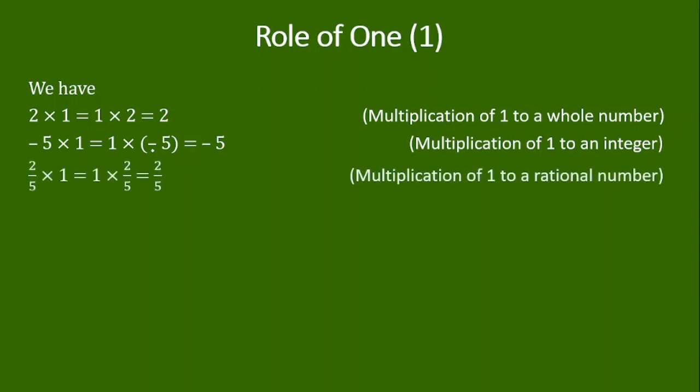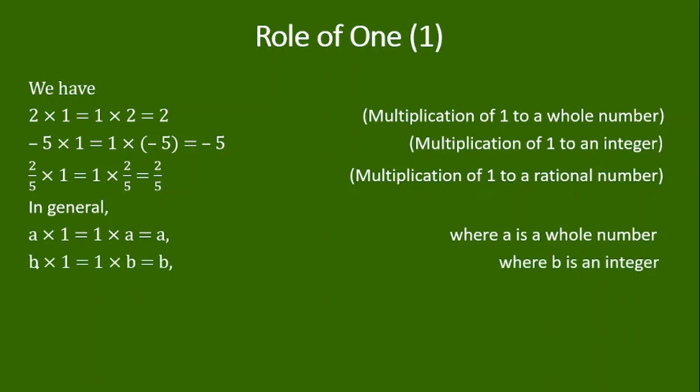Now let's see for a rational number. So 2 upon 5 multiplied by 1, again that will be equal to 2 upon 5. Similarly, 1 multiplied by 2 upon 5 will also be equal to 2 upon 5. So here we will draw the conclusion that in general, if a is a whole number, then a multiplied by 1 will be equal to a, and 1 multiplied by a will also be equal to a. So if I multiply 1 with a whole number, I get the same whole number.